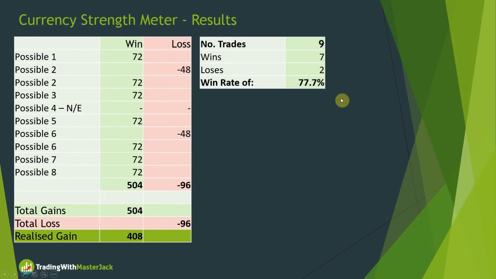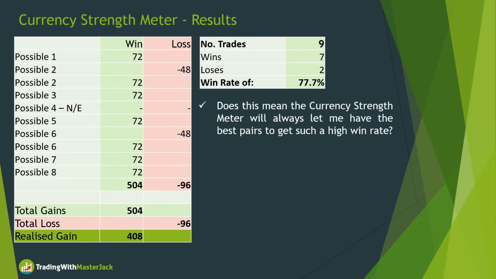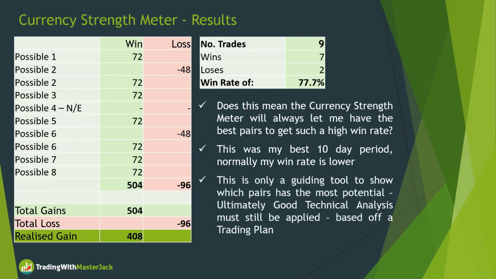Now, does this mean that the currency strength meter will always let me have the best pairs to get such a high win rate? No, it doesn't necessarily mean that. One always has to take into account the bigger picture and where the price action is going, and that proper due diligence needs to be done with good technical analysis overall. This was my best 10-day period. Normally my win rate is lower, around 55 to 60%, but this overall is just a guideline. It's a tool just to show which pairs has the most potential.